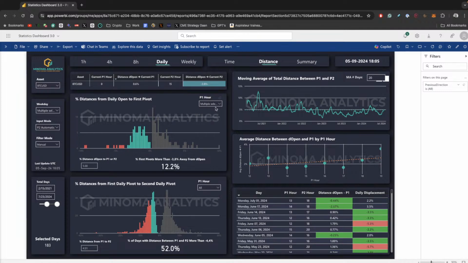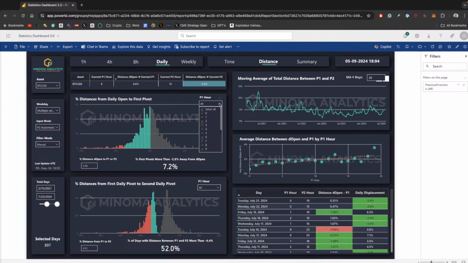So what this metric is now showing is that right now P2 is 3.8% below the daily open for Bitcoin, and only 12.2% of the days that put in a P1 during the afternoon put it in this far, right? So it's a very low probability. If even in the afternoon, which is generally faster, this is your metric, then yeah, very low probability. Whereas if I select everything, I am looking at the whole probability, or all the data, including all the hours that came before it, right?